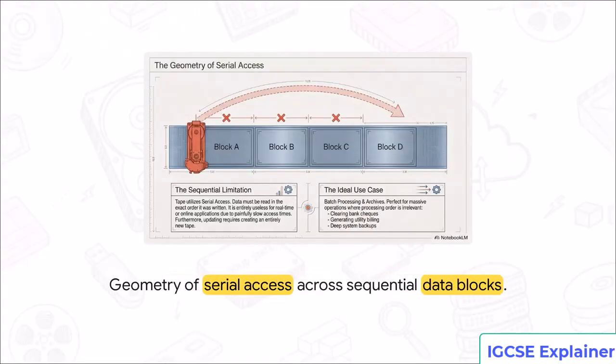But here is the catch. Because of this physical layout, tape relies entirely on serial access. If you want to read, say, block D, that mechanical head has to physically spool past blocks A, B, and C in the exact order they were written. This means it is painfully slow to find specific pieces of data. I mean, it's completely useless for real-time or online applications. However, it is absolutely perfect for massive sequential operations where the processing order doesn't really matter. Think about batch processing for clearing bank checks, running massive batches of utility bills, or doing deep system backups.